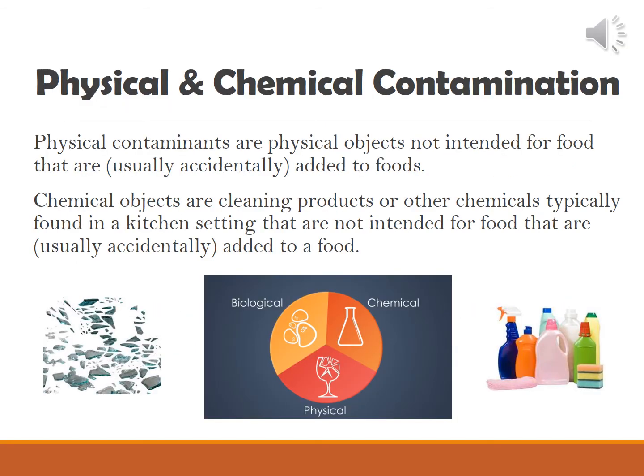Physical and chemical contaminants are pretty obvious things that should not be in food. A physical contaminant could be any object such as glass, hair, nails. And this object by itself, it could cause damage when you eat this. The object also could be carrying microorganisms and bad bacteria that could cause another type of spoilage or contamination of the food. Chemical objects are cleaning products or other chemicals that are typically found in a kitchen setting that are not intended for food, which is usually accidental, added to a food.